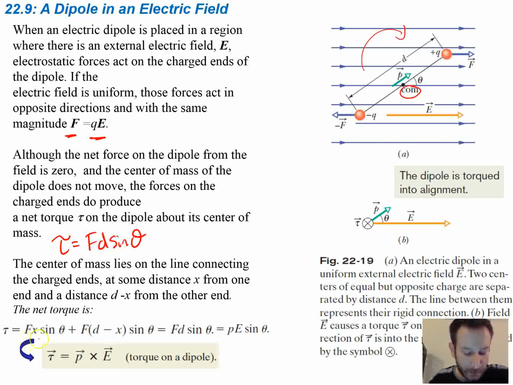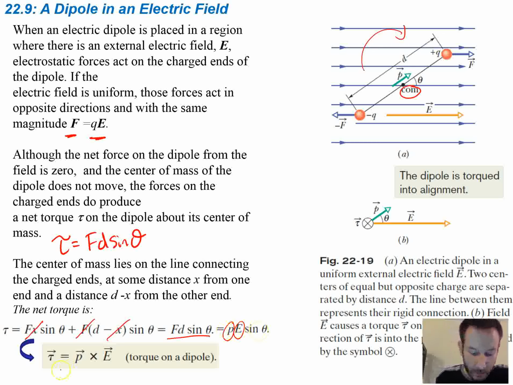So you have F x, where x is the distance away, times sine theta, plus F times d minus x, because depending on the size of the charges, it might not necessarily be in the center. So we're going to use d minus x and not just x. But when you write it like this, you actually see that this F x is going to cancel out, right? And then all you're going to be left with is F d sine theta. Well, F d is also equal to our dipole moment times E sine theta.